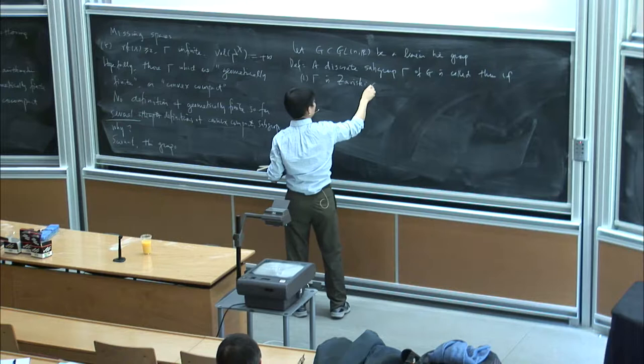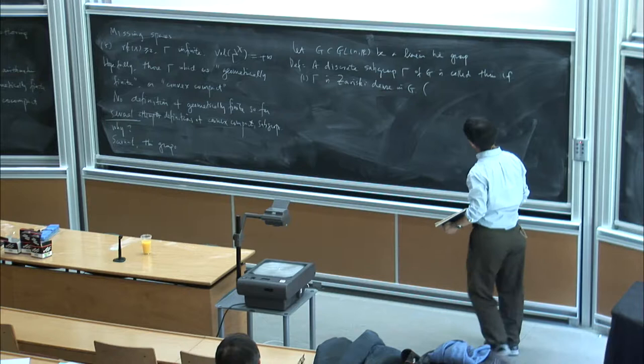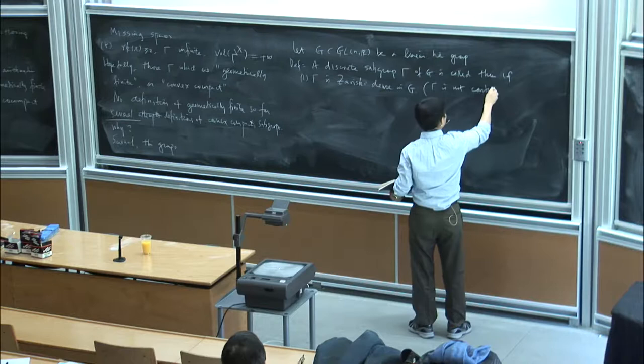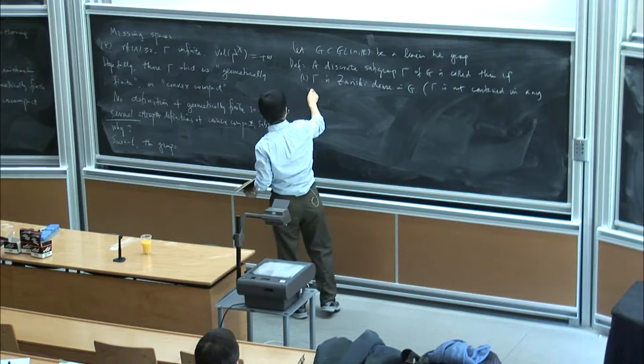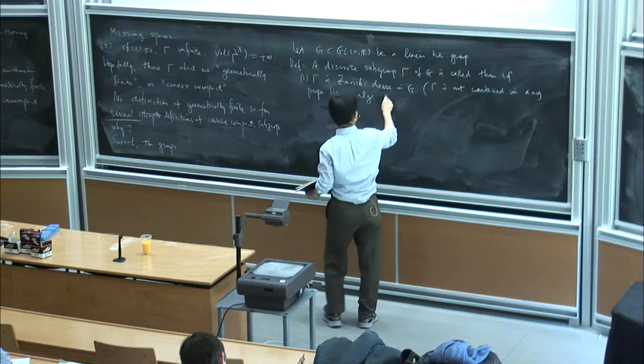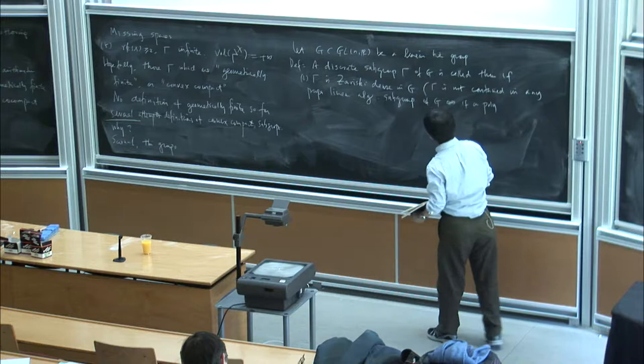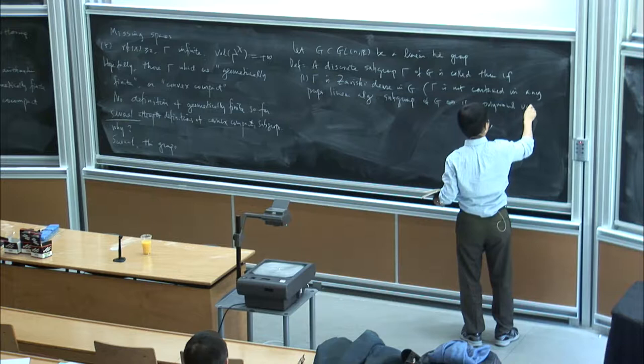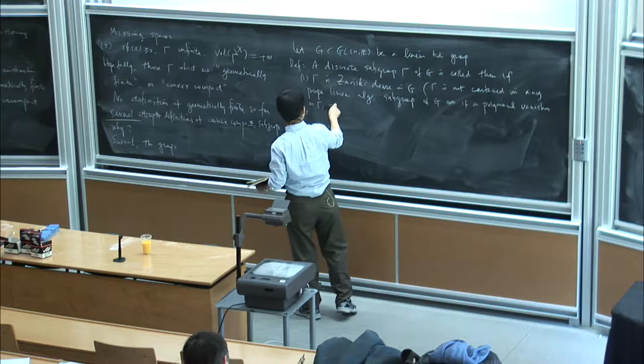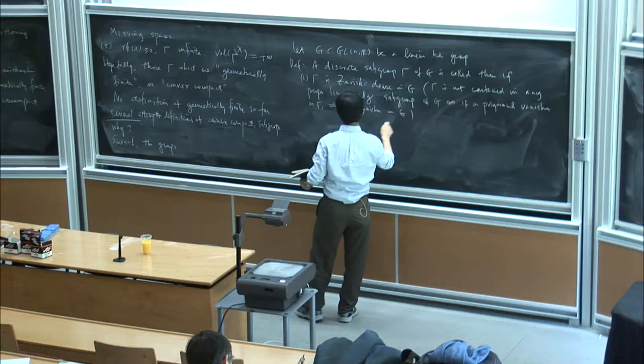And G, this means the following thing. Gamma is not contained in any proper linear algebraic subgroup of G. Or equivalently, if a polynomial in terms of matrix entries vanishes on gamma, then it vanishes on G. Okay, so these definitions are less dense.